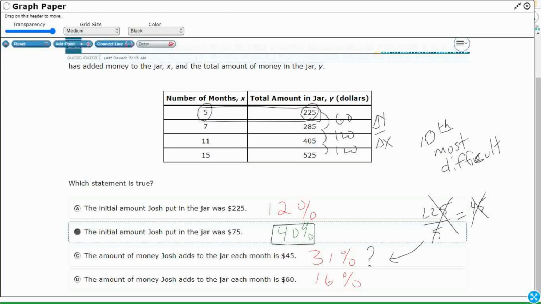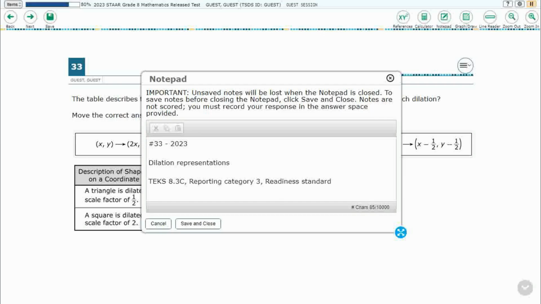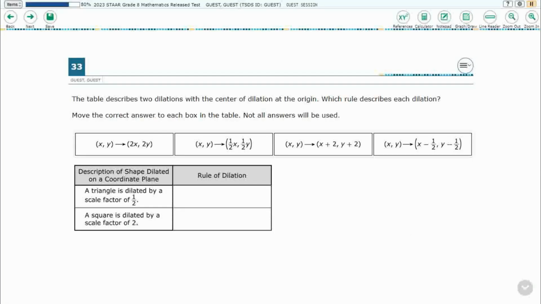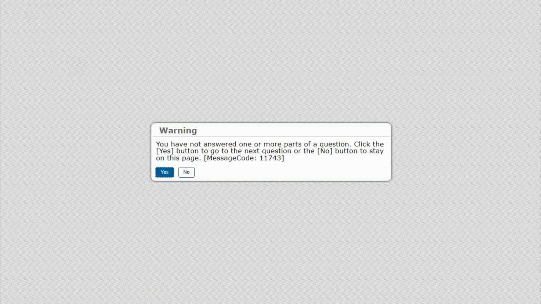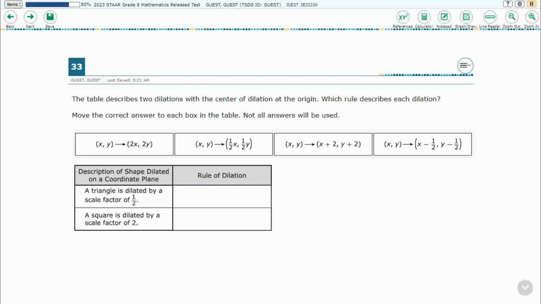For number 33, we are looking at dilation representations. This is a readiness standard. It takes 8.3c in reporting category 3. So we have a table simply describing 2 dilations with the center of the dilation at the origin. We need to describe the rules. This is a drag and drop here. And you notice that you can only use each number once. And if we try to move on without answering both, it is going to give us a warning because it is a 2-point question, one for each that we get correct.